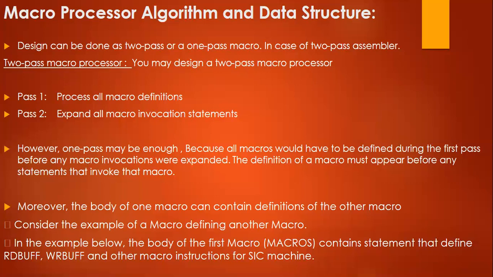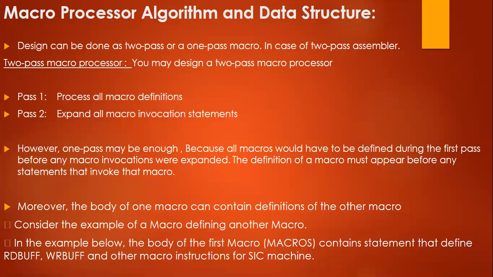Moreover, the body of one macro can contain the definition of another macro. This is what we call nested macros. We have one macro body, inside which we define one more macro: a macro inside another macro. So consider the example of a macro defining another macro.